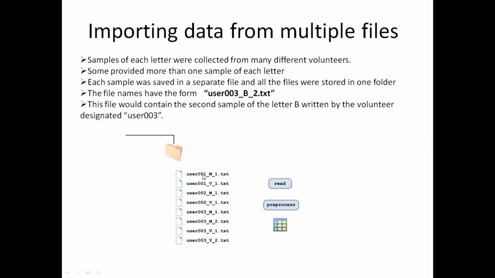You can see in this diagram, we have user001_m_1. Then we have user001_v_1. The first file contains the alphabet m, the data provided by user 1. Then the second file has the data for alphabet v provided by the same user. Like this, we have a list of files that are stored in this particular folder. We will see how to read these files and how to pre-process them.